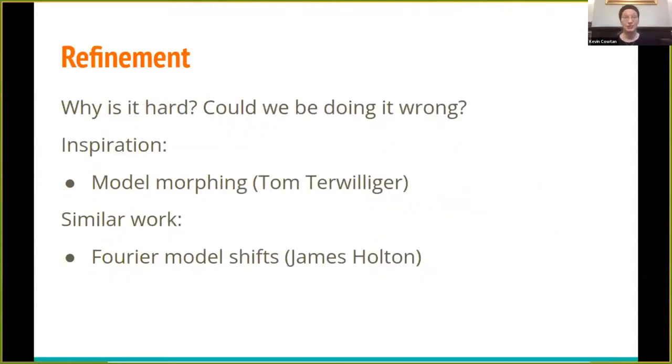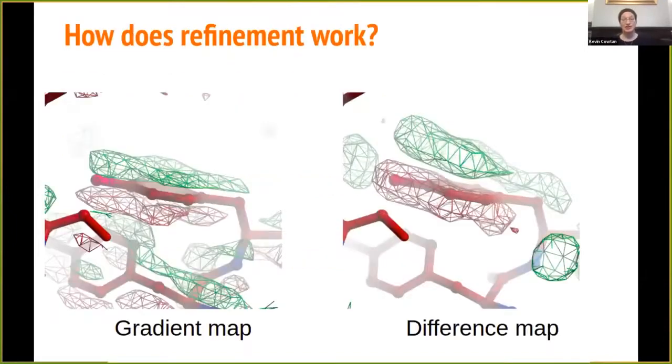So why is refinement hard? When we have significant shifts to loops or domains, then that can cause the refinement calculation to struggle. And inspired by the work of Tom Terwilliger on model morphing and also on Fourier model shifts from James Holton, I was wondering if there was something we could do with the calculation to address some of this. So how does refinement work?